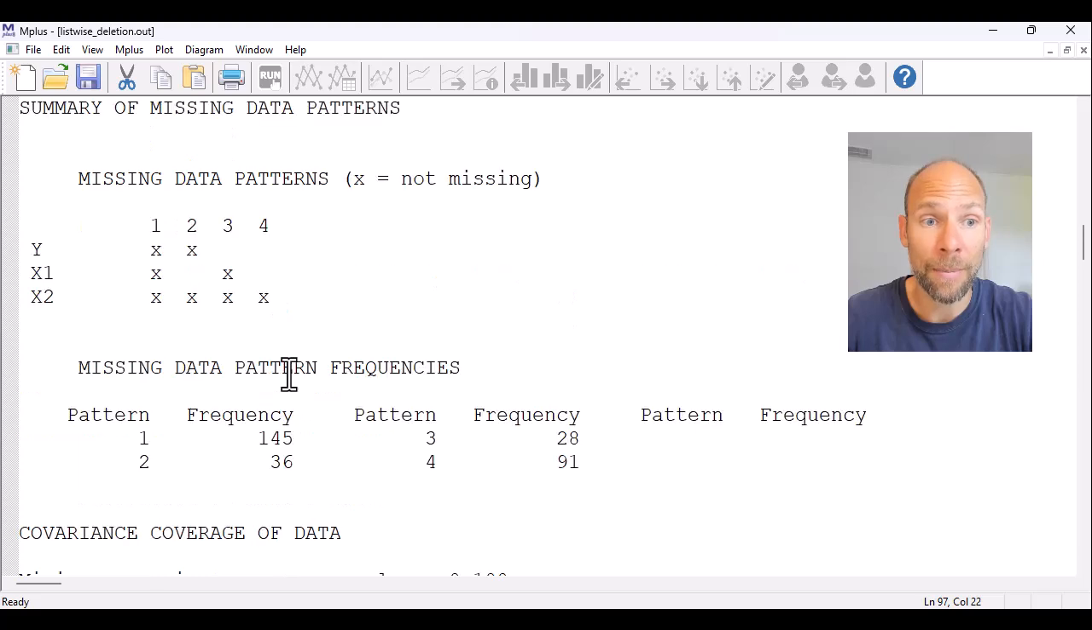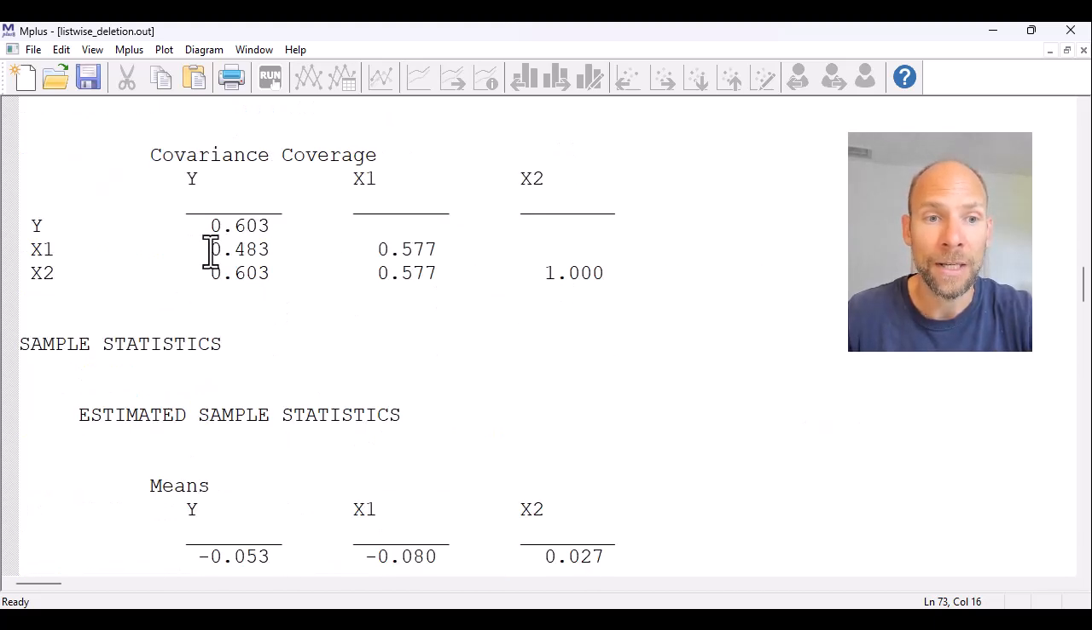Again, by looking at the patterns, we can see that. Pattern number 2 was missing data on X1, pattern number 3 was missing data on Y, and pattern number 4 was missing data on both Y and X1. As a consequence, this covariance has the least coverage, so there's the least amount of information available for that particular covariance.